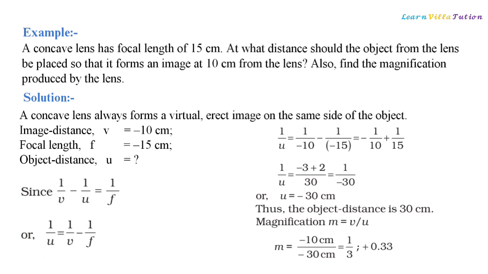After solving, 1 upon u is equal to minus 3 plus 2 upon 30 is equal to 1 upon minus 30. Or u is equal to minus 30 centimeter. Thus the object distance is 30 centimeter. Magnification m is equal to v upon u. m is equal to minus 10 upon minus 30 is equal to plus 0.33. The positive sign shows that the image is erect and virtual. The image is 1/3 of the size of the object.